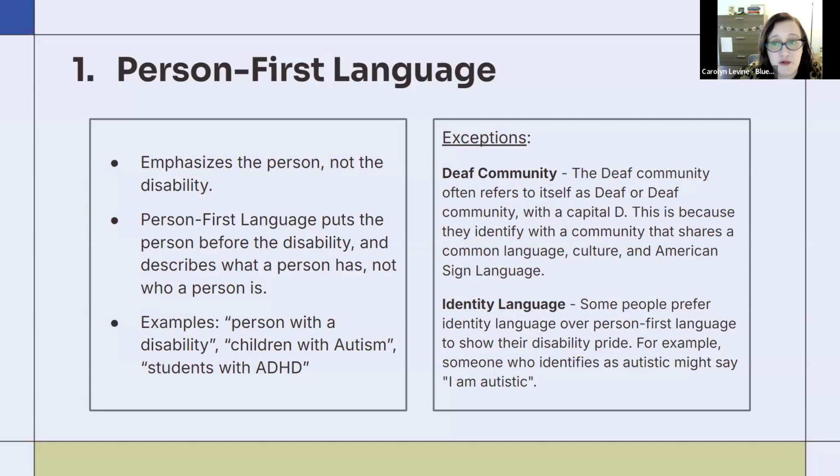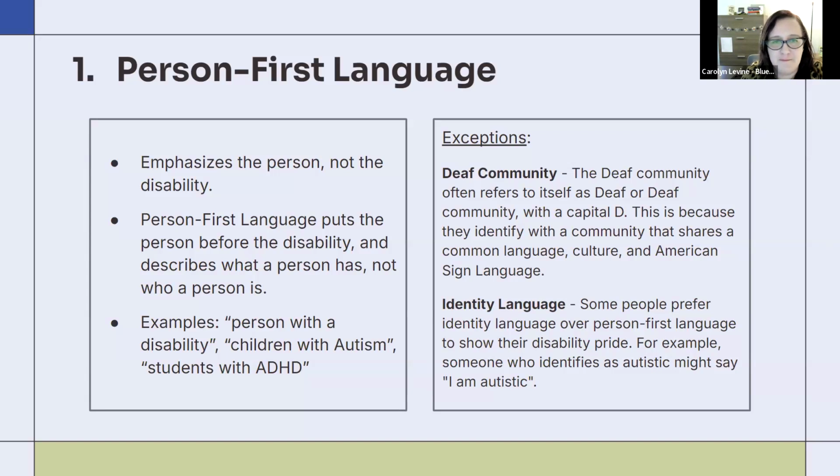There are some exceptions though. The deaf community is one. They often refer to themselves as deaf or Deaf community with a capital D, and that's because they identify with the community that shares common language, culture, American Sign Language. This is similar to identity language, where someone prefers that over person-first language because they feel pride in their disability. So someone who identifies as autistic might say, I'm autistic. And if that is how they refer to themselves, great. Please don't correct them and say, no, you're a person with autism, because obviously it's their choice and it's their identity. So just keep that in mind.